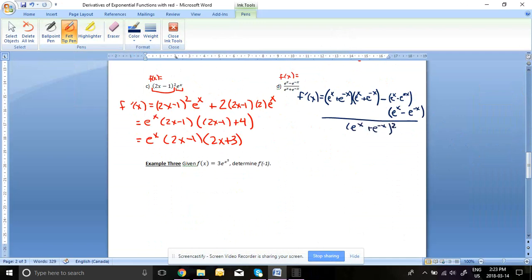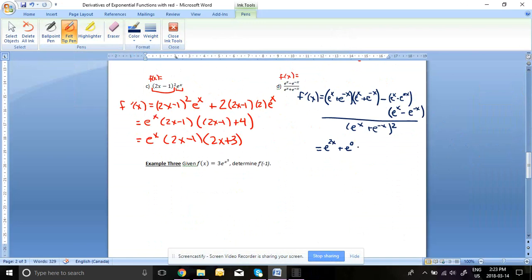So this is going to actually do a lot of cool crossing out. Okay? So remember our exponent laws. When you're multiplying powers with the same base, you add the exponent. So e to the x times e to the x is e to the 2x. And then e to the x times e to the negative x is e to the 0.